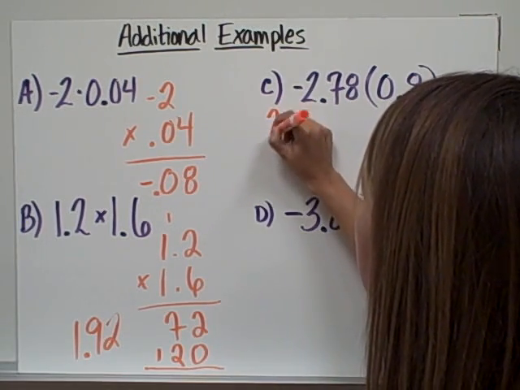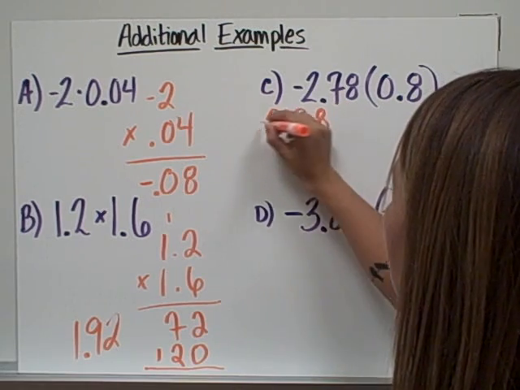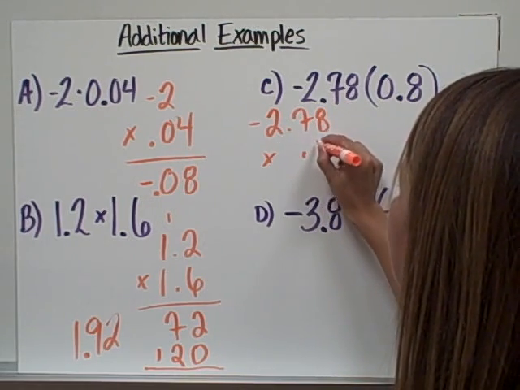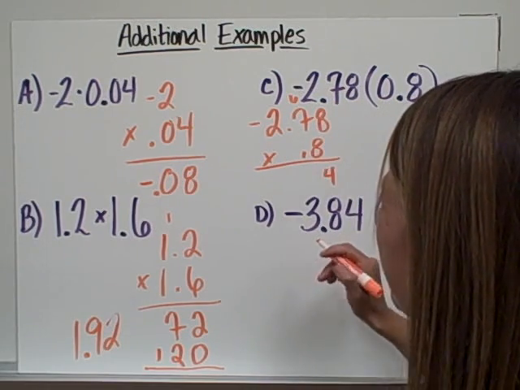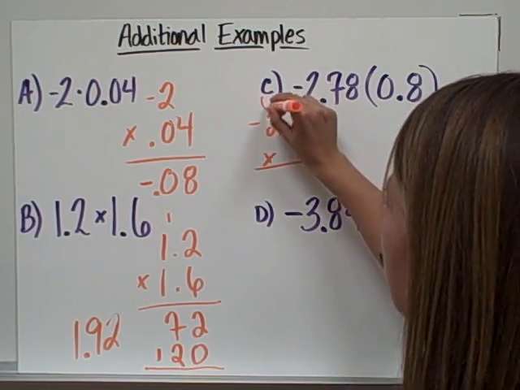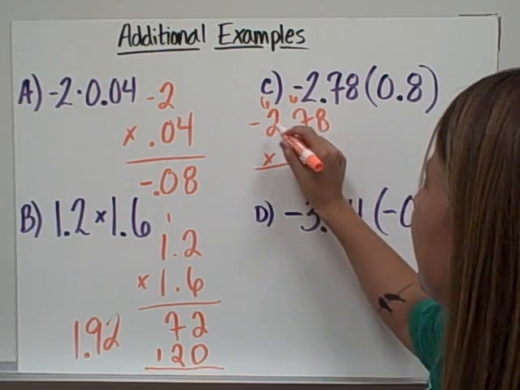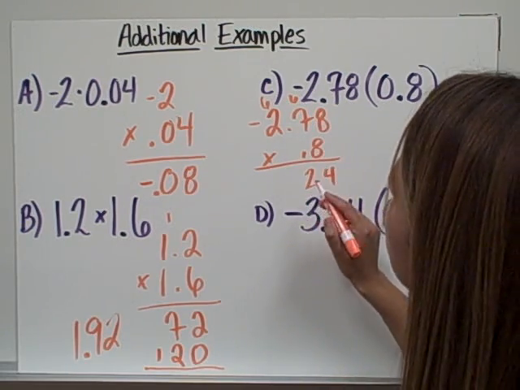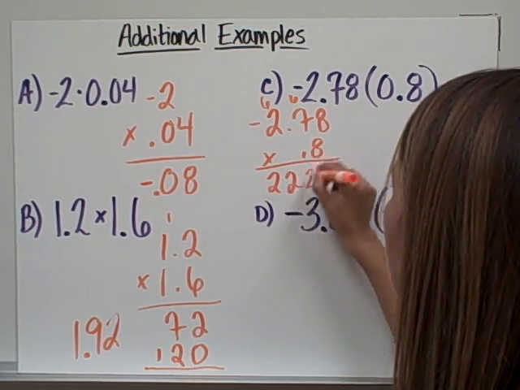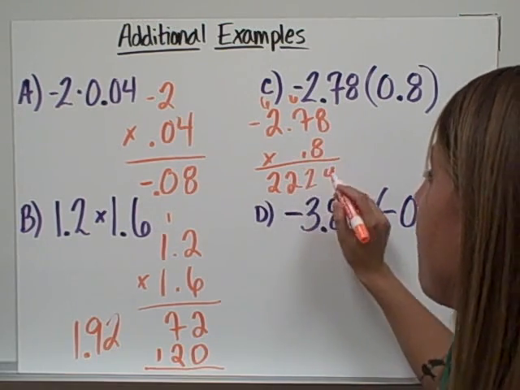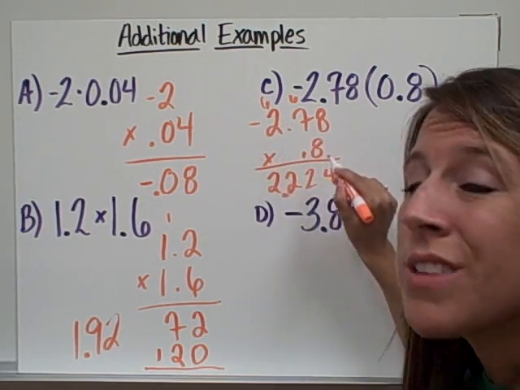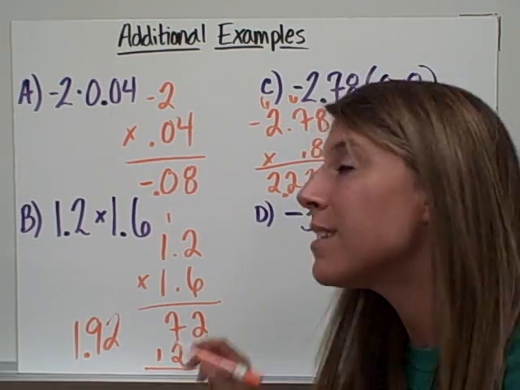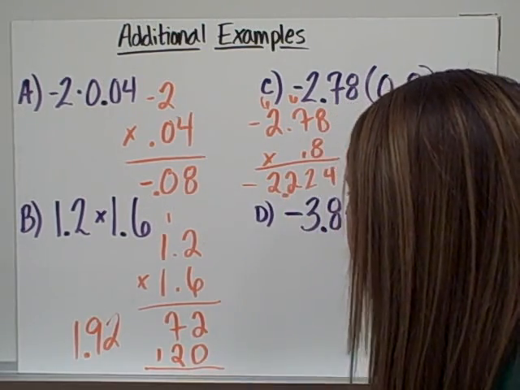Now I have a negative times a positive, so my answer will be negative. I can rewrite this as 2 and 78 hundredths times 8 tenths. 8 times 8 is 64. 7 times 8 is 56. Plus 6 is going to be 62. And then that's 16 plus 6 is 22. 3 decimal places in my factors, so 3 decimal places in my product. Remembering it's a negative times a positive, so my product is negative.